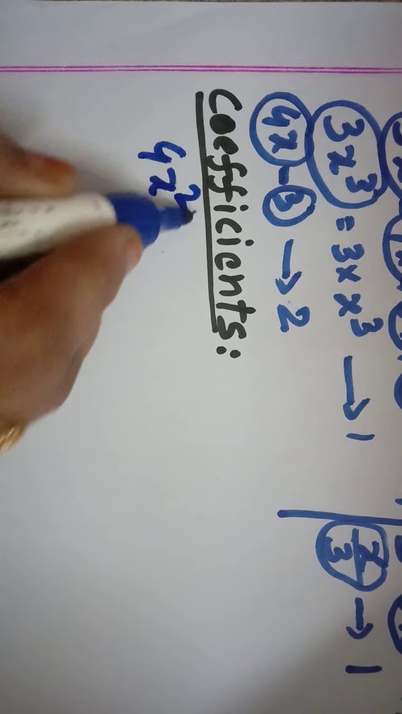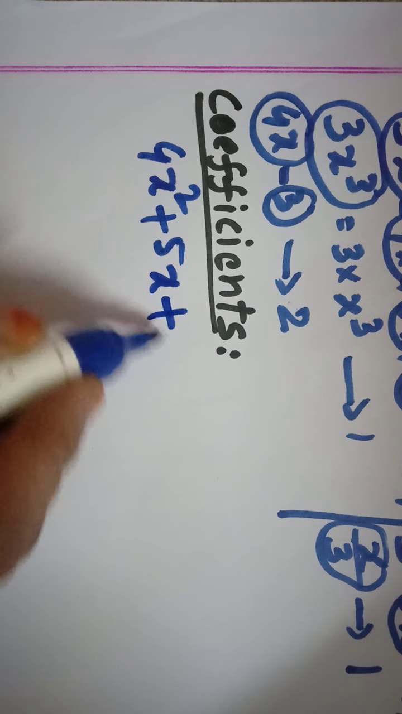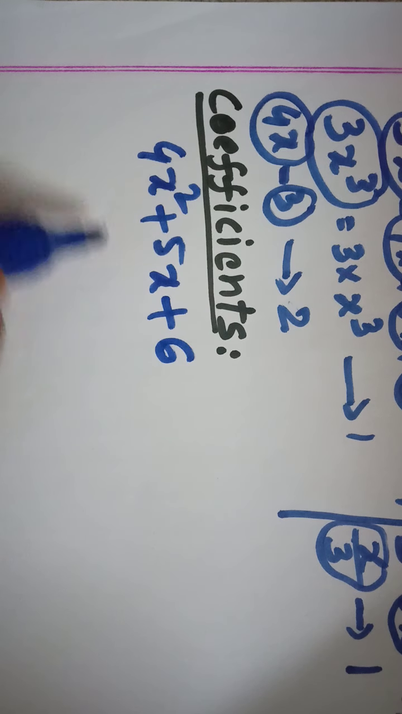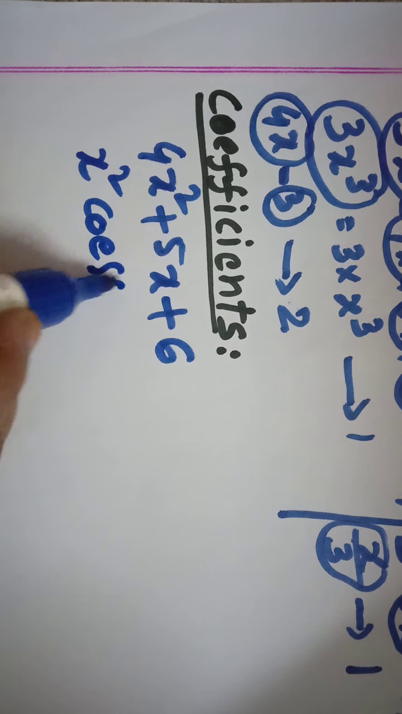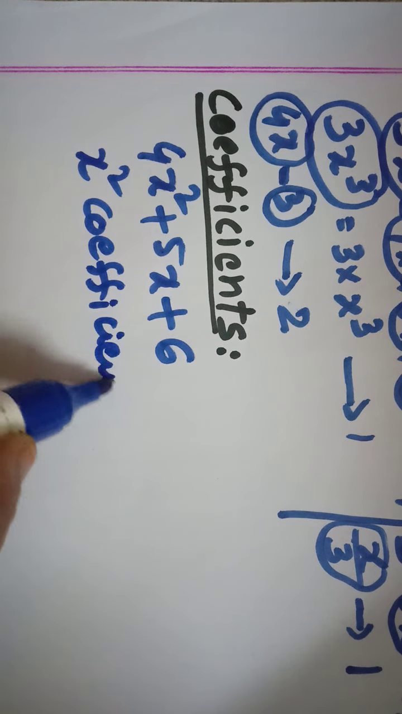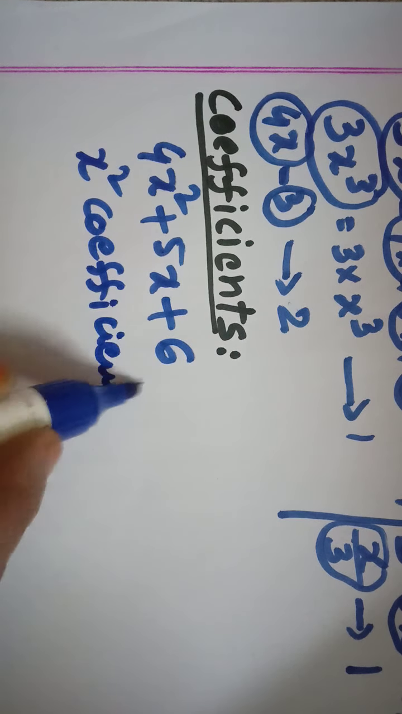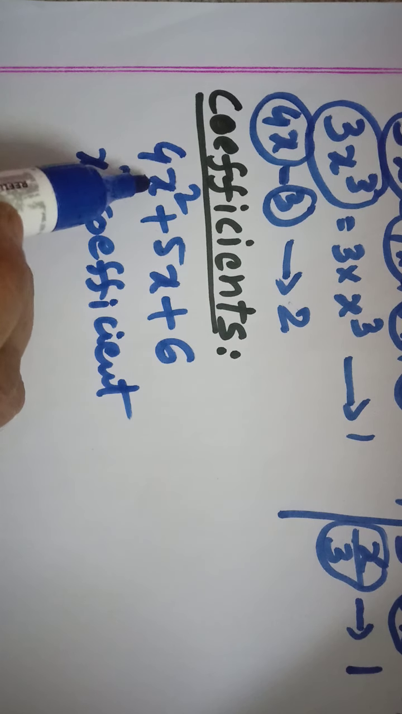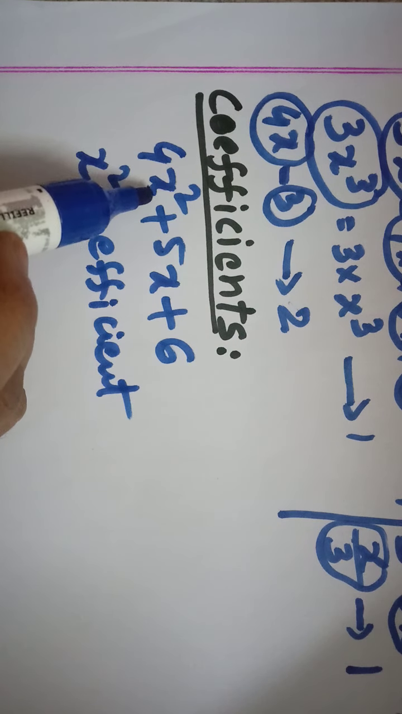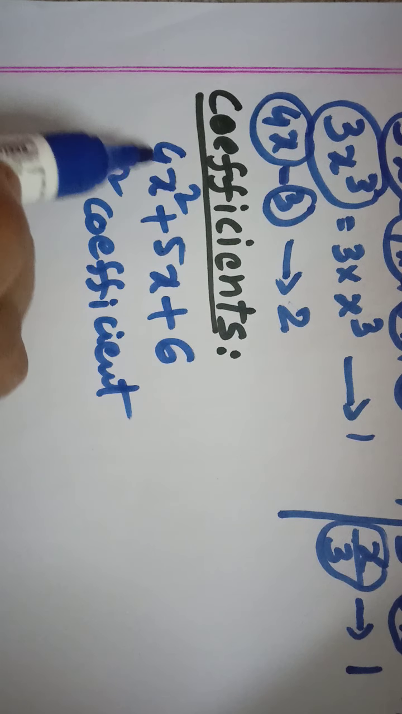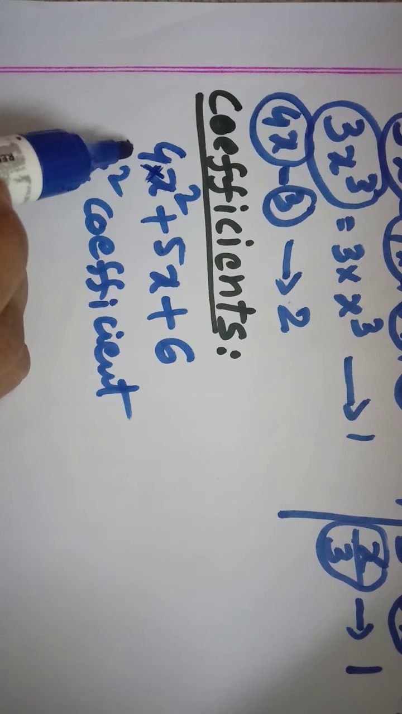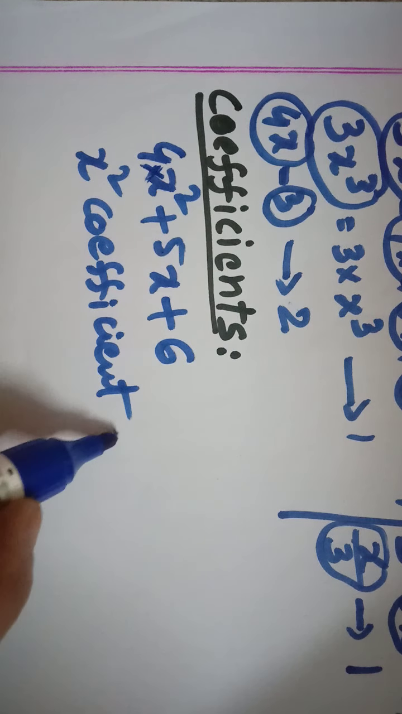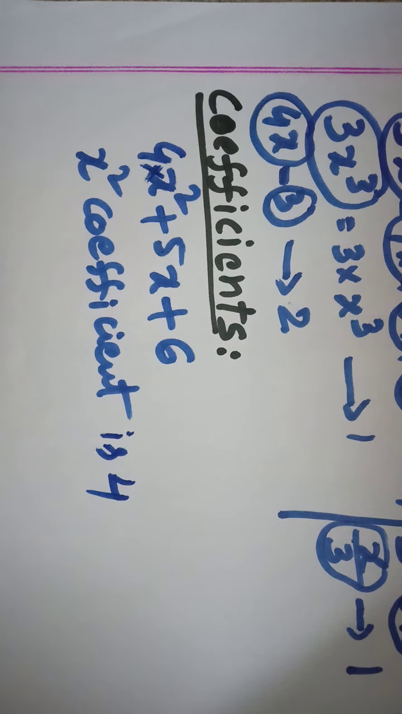Suppose 4x square plus 5x plus 6 is a polynomial. What is the x square coefficient in this polynomial? Coefficient means, in this first term, x square is there. So what is the x square coefficient here? x square is multiplied with 4, so that is the coefficient. So the x square coefficient is 4 only.